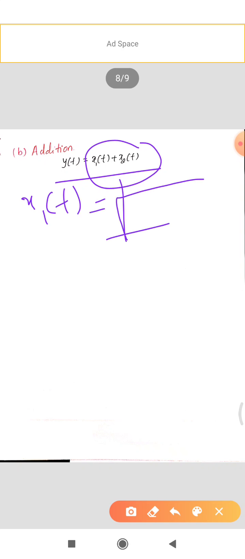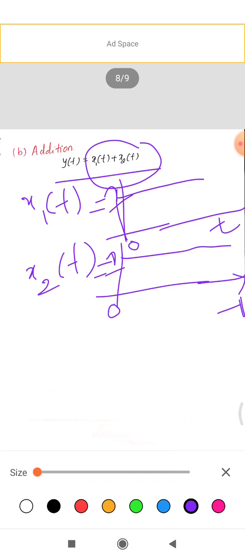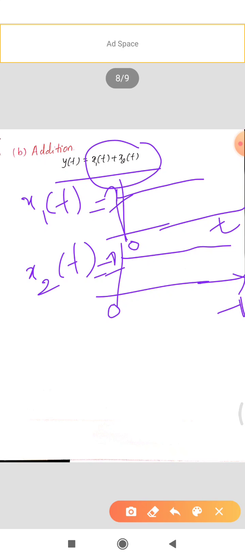a unit step signal. Its magnitude is 1. I need not repeat it. A unit step signal is a signal which has magnitude of 1. It is understood. x2 of t, I'll take one more unit signal. Its magnitude is also 1. It also starts with 0, up to infinity. Remember this, wherever you are going to represent. Now we have to add these two signals, that is y of t.